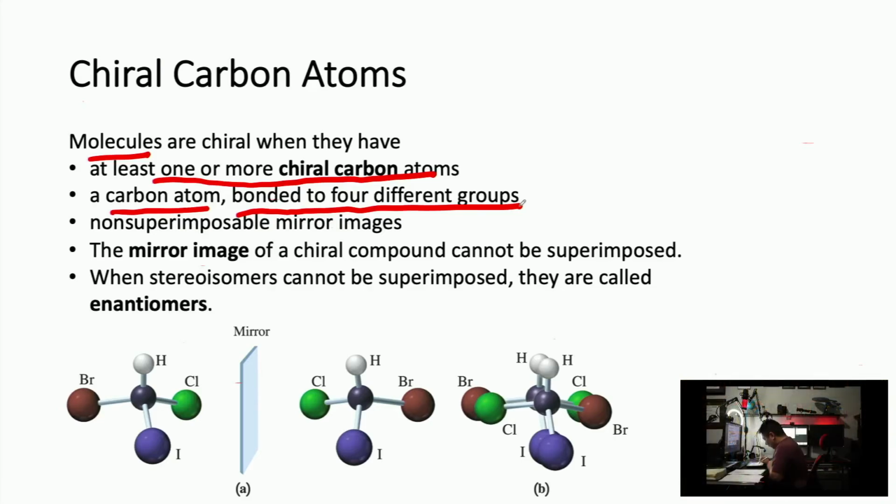They can't be superimposable images, mirror images, kind of like your hands. Their mirror images of each other are identical, but they can't superimpose on top of each other. And the mirror image of the chiral compound cannot be superimposed. I don't know why I put that twice. That's okay. It's important. That's why it's on there twice.